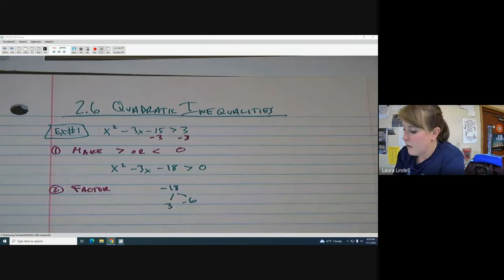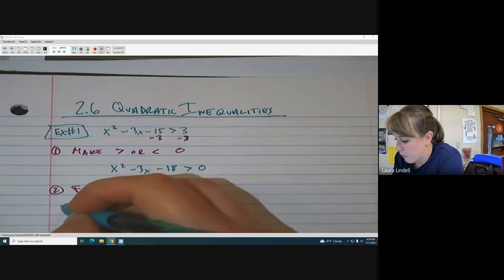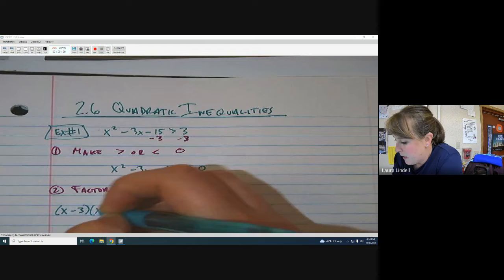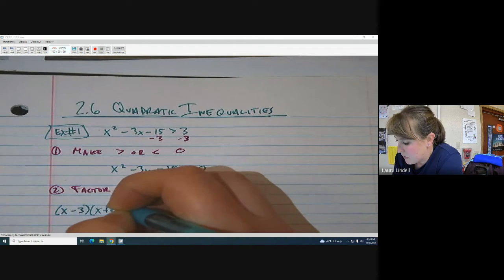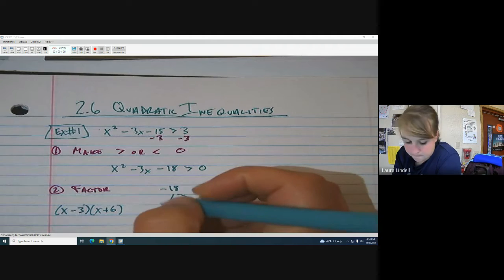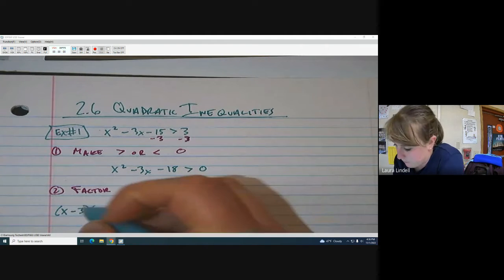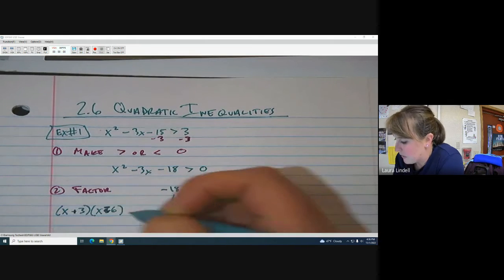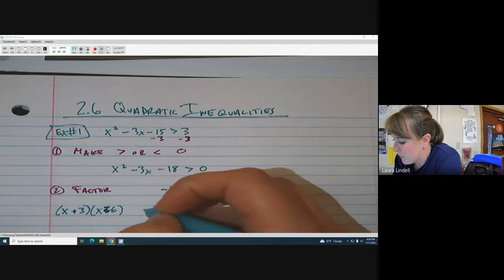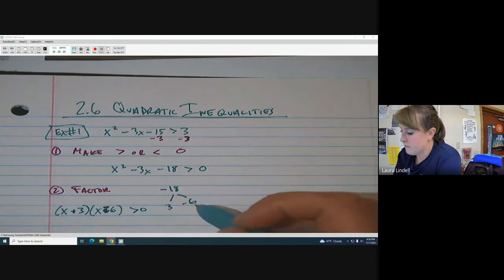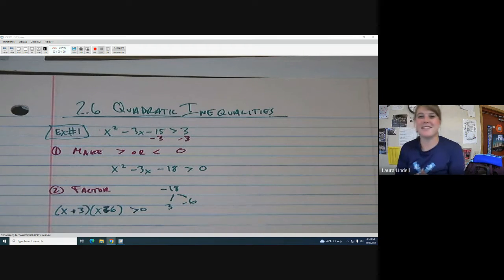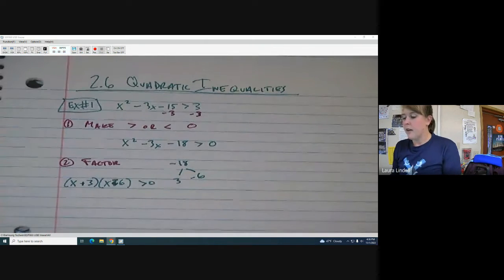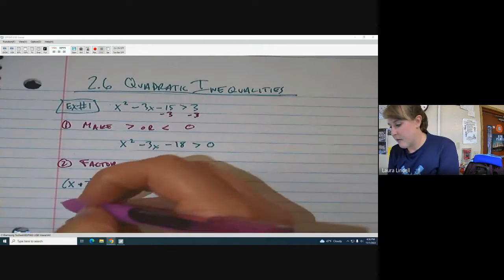So we're good there. Now we can write out our factored form. We should have x minus 3 and x plus 6. Or sorry, other way around. x plus 3, x minus 6. Good grief. Okay, there we go, greater than 0. Anyways, so now we have our factored form, x plus 3, x minus 6. The next step is to find the zeros.